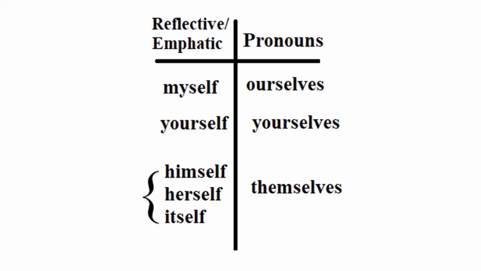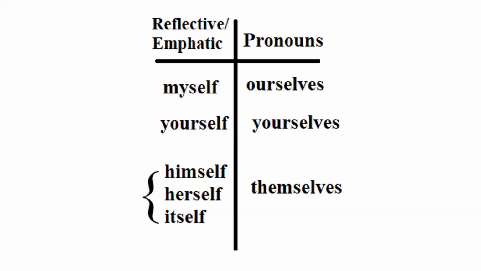Then we have emphatic. You want to emphasize that something is done by some particular person. You would say, I did this myself. Or you can say, by myself. They're the same. Or you're going to do it yourself. You're going to learn English yourself. Nobody's going to learn for you. You're going to learn it yourself. This is emphatic. You're emphasizing something.